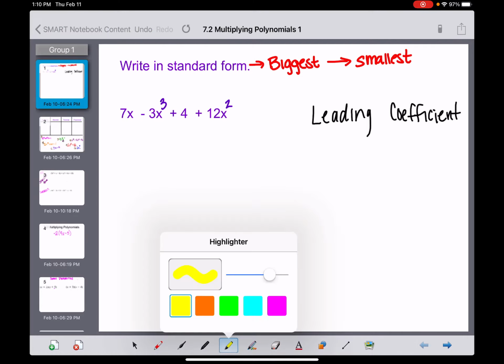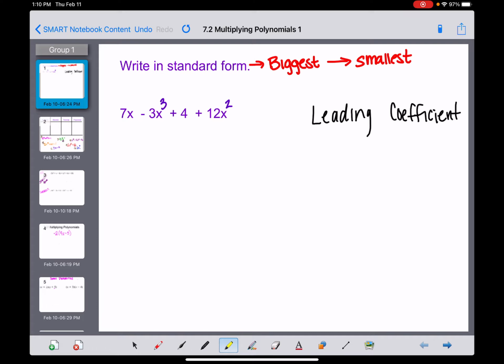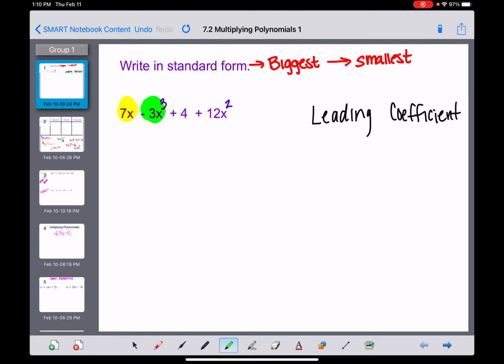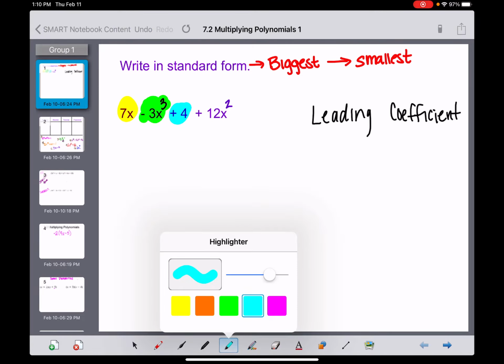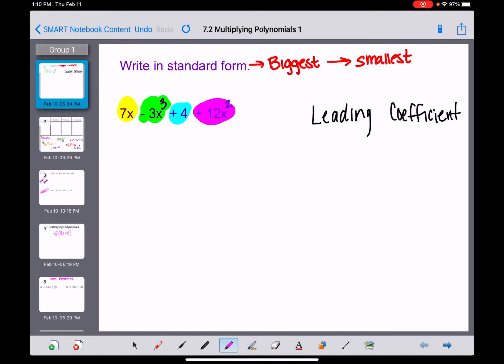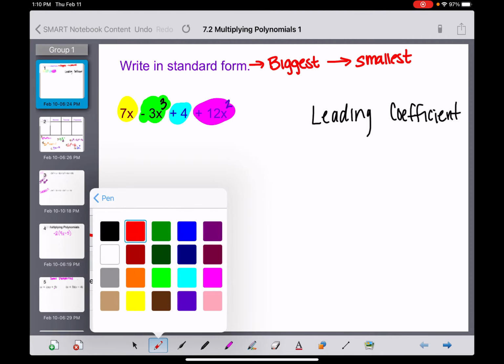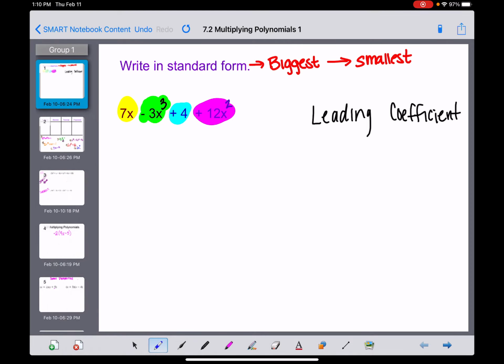So if I look at this polynomial, I have four different terms: 7x minus 3x to the third plus 4 plus 12x squared. Whenever we simplify, whenever we add, subtract, multiply, even if it is not said, it is understood that your final answer needs to be written in standard form. So you need to arrange your terms from biggest to smallest. You kind of got to be OCD about it.